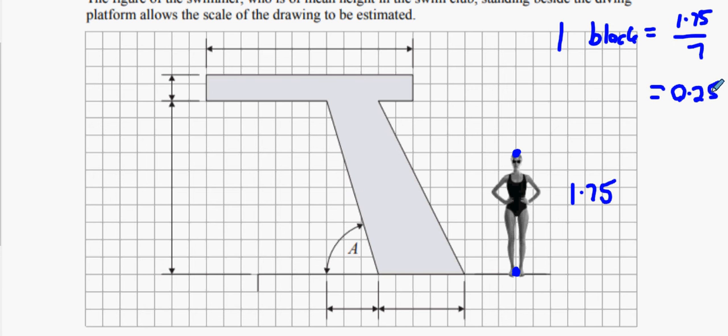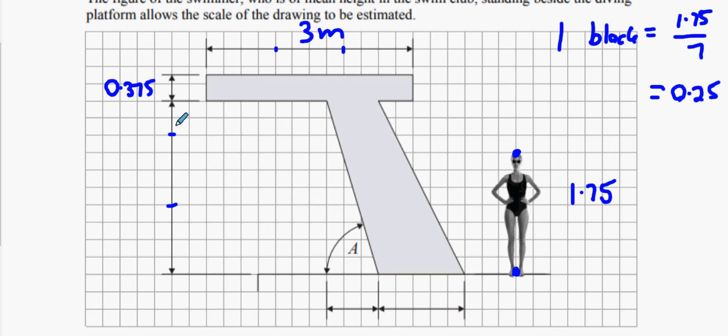Okay with that? How many blocks do we have from here to here? 4, 8, 12 blocks. So how much is 12 blocks worth? Multiply 0.25 by 12 and you get 3 meters. Alright. What does that look like to you guys? I think that looks like 1.5 blocks. Do you agree with that? So multiply 0.25 by 1.5 and you get 0.375.